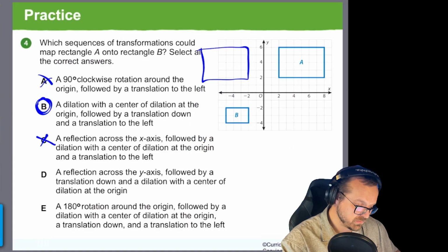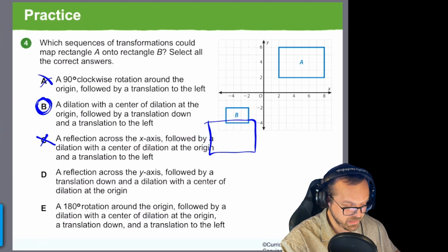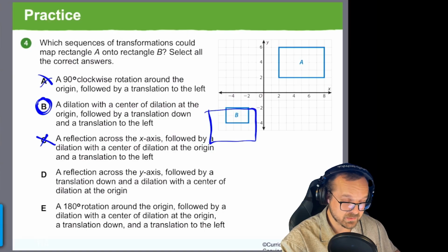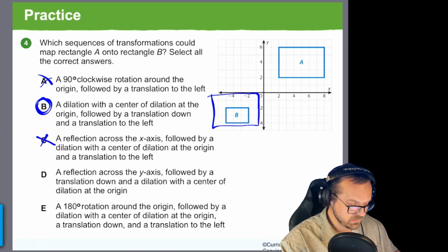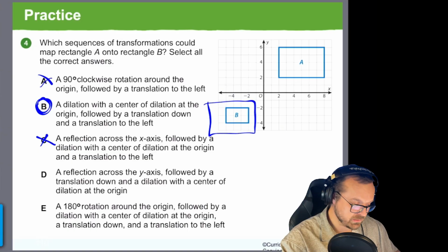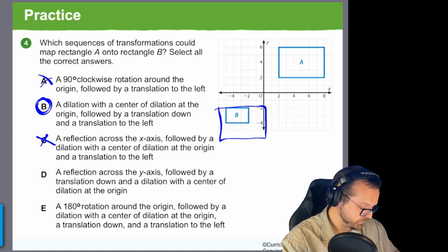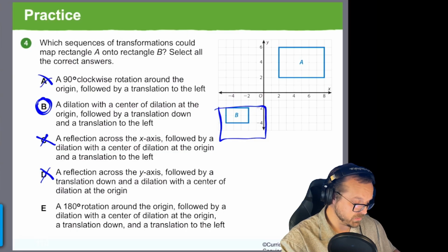So a reflection and then any type of translation is not going to work, because wherever I put this thing, the dilation is going to bring me closer to the y-axis as well as closer to the x-axis. So that's not going to work. That one's also a tricky one. That one actually almost fooled me right there.